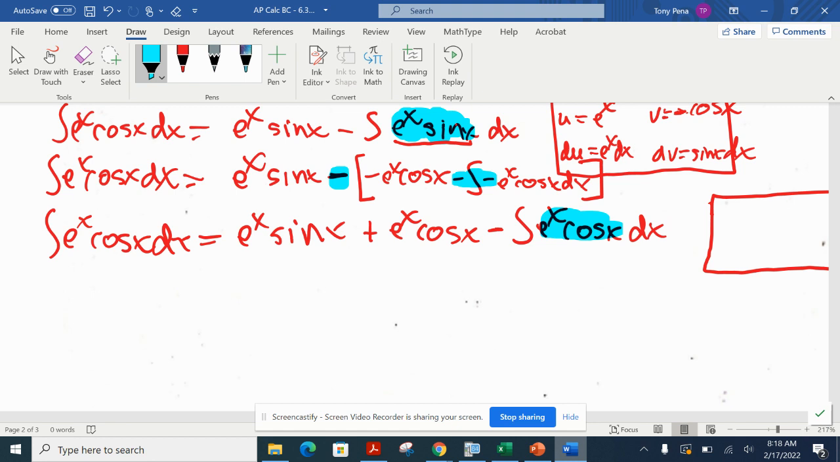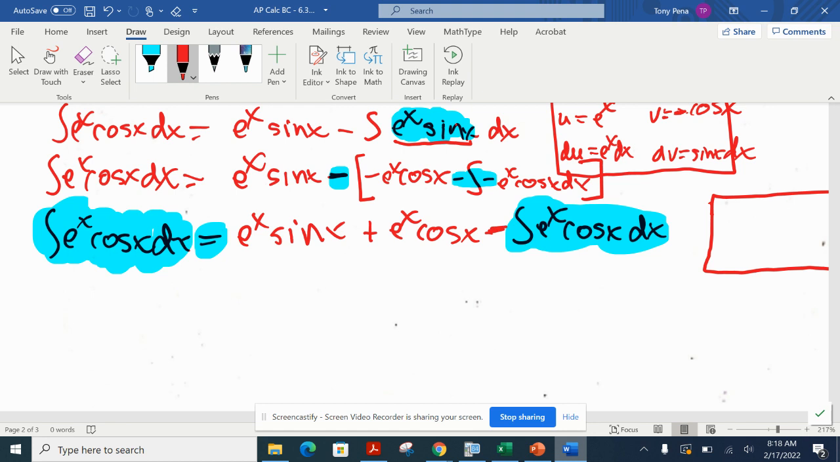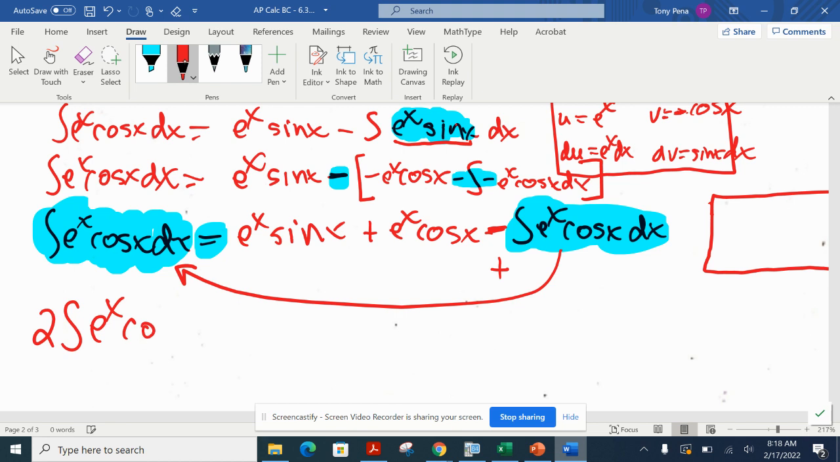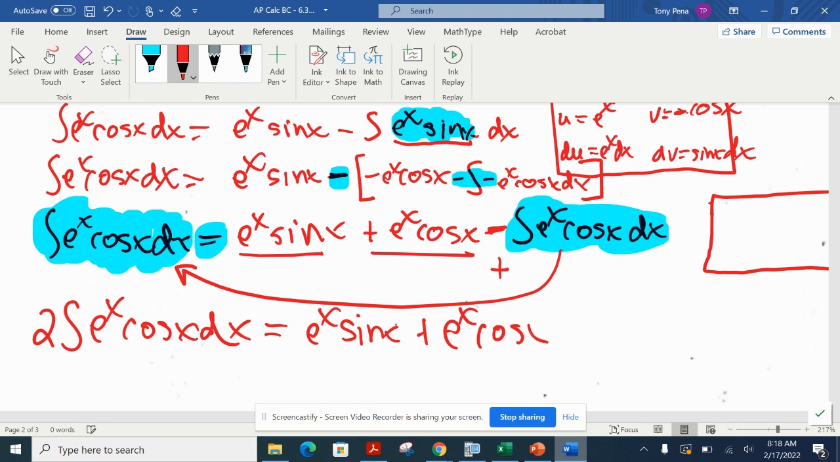But what we should notice is when we look at this guy right here that we created through these substitutions, isn't that the same as what we are trying to solve for? Notice how this is an equation right here. So with this being a minus, the exact same thing that we started for, couldn't I just add this thing to the other side, creating 2 of these integrals of e to the x cosine of x dx? On the right-hand side, all that would leave me are these 2 terms, the e to the x sine of x plus e to the x cosine of x.